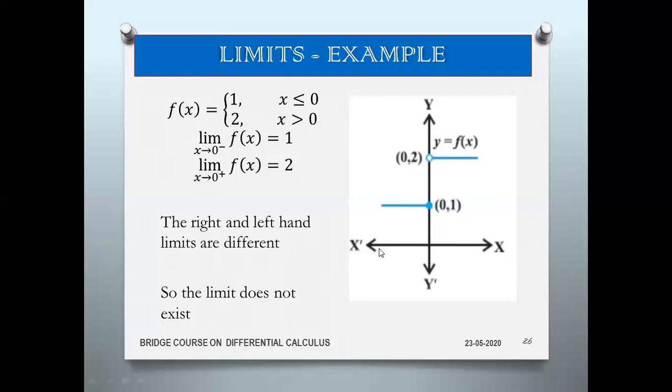But if you split this interval, minus infinity to plus infinity, into two intervals, minus infinity to 0 and 0 to infinity, then it is continuous. There is a continuous straight line on the left, and there is a continuous straight line on the right also. So this is called a piecewise continuous function.